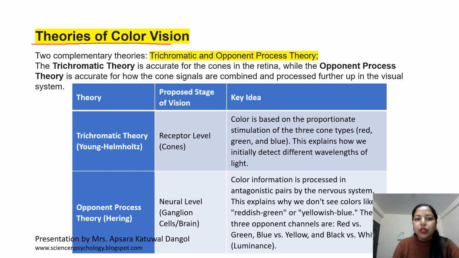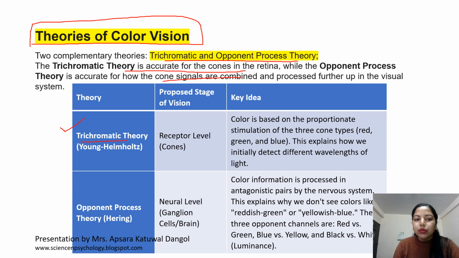So, theories of color vision. There are two complementary theories: trichromatic and opponent process theory. The trichromatic theory is accurate for the cones in the retina, which we discussed in the previous slide, while the opponent process theory is accurate for how cone signals are combined and processed further up in the visual system, that is, in the brain. Let's talk about the theories briefly.